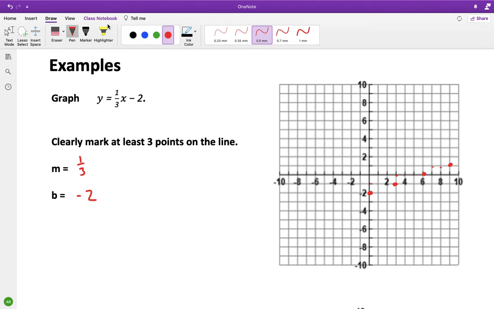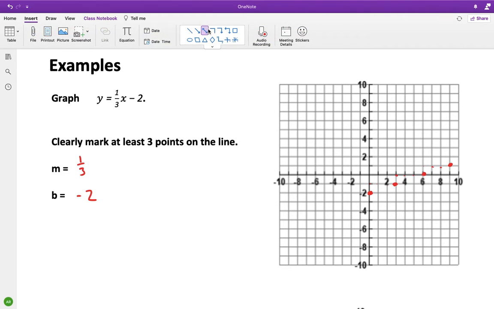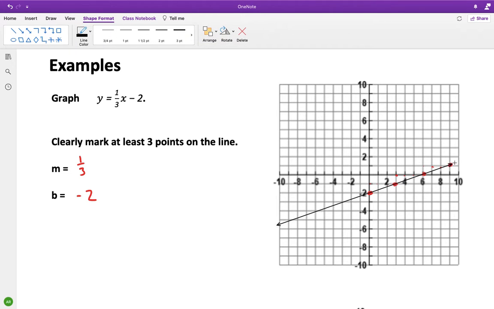Okay, after I have that done, I'm going to go ahead and insert my line. I'll do mine digitally, and I'll try to stretch it out over the whole graph. So there's that first line. You notice it has a positive slope, and it's going up 1, right 3, and it starts at -2. All right, there's our first example.